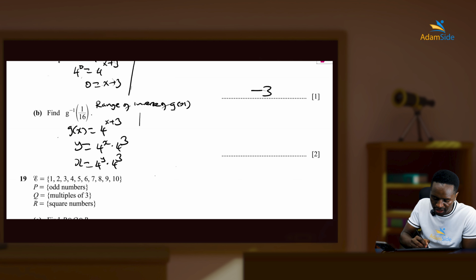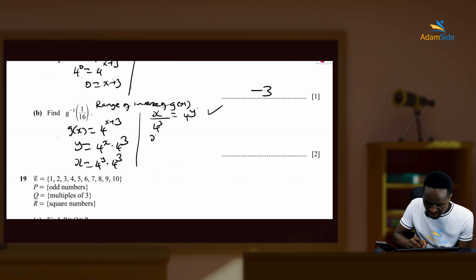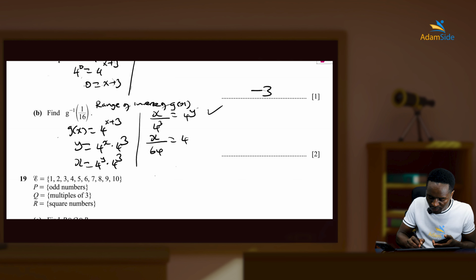Then make y the subject. It will be x divided by 4 power 3, which is the same as 4 power y. Remember, this is the same as the inverse. So this is our function: x over 4 power 3, which is 4 times 4 times 4, so x over 64 is equal to 4 power y. So we can as well divide: 1 over 16 divided by 64 is equal to 4 power y.